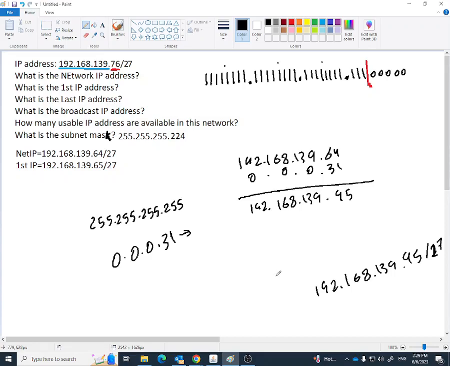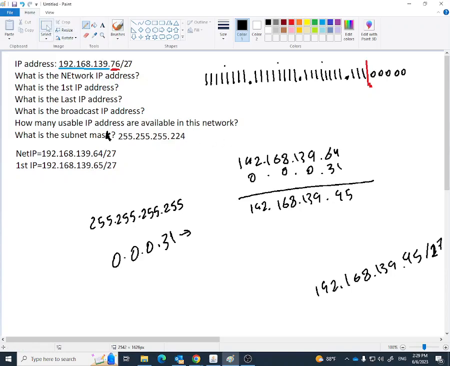So you can see here, I didn't have to do any binary. I didn't have to look for the line. I didn't have to do any converting. All I did is I took the subnet mask, the one that you see here, and I subtracted it from 255, 255, 255, 255. It creates what we call a wildcard. Take the wildcard, add it to the network IP address, and you will get your broadcast IP address.